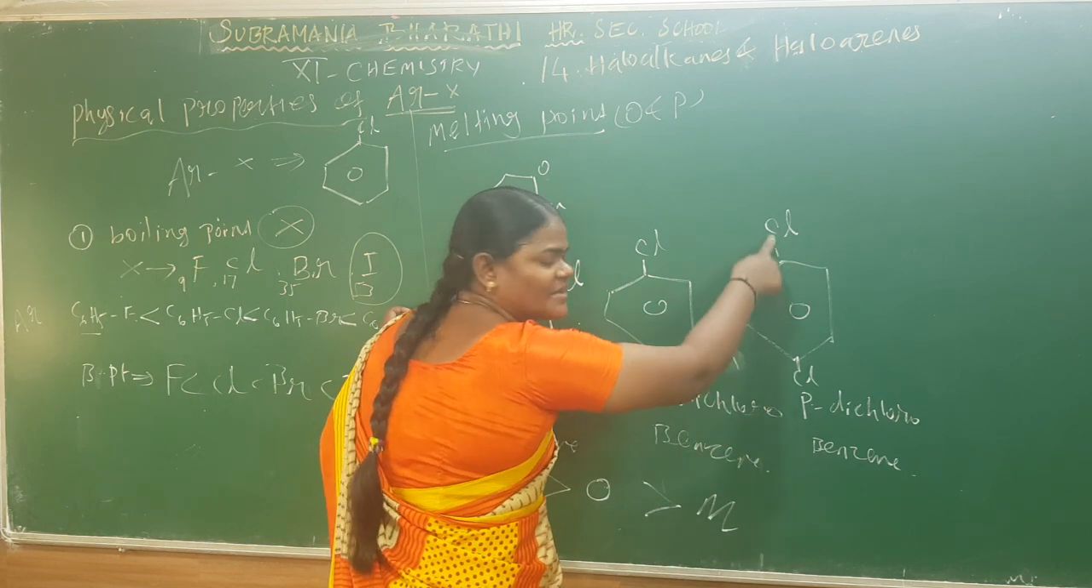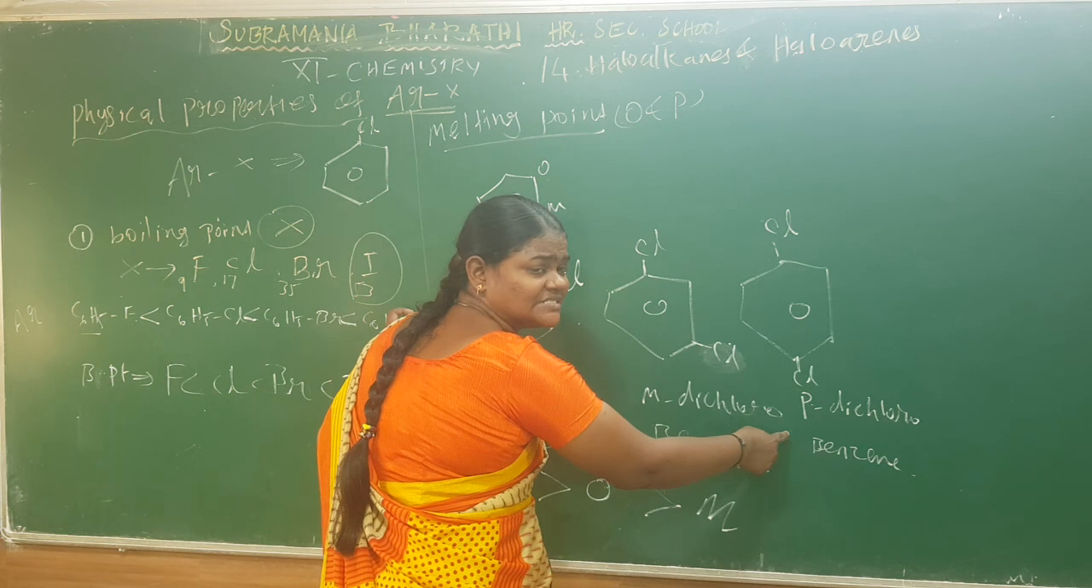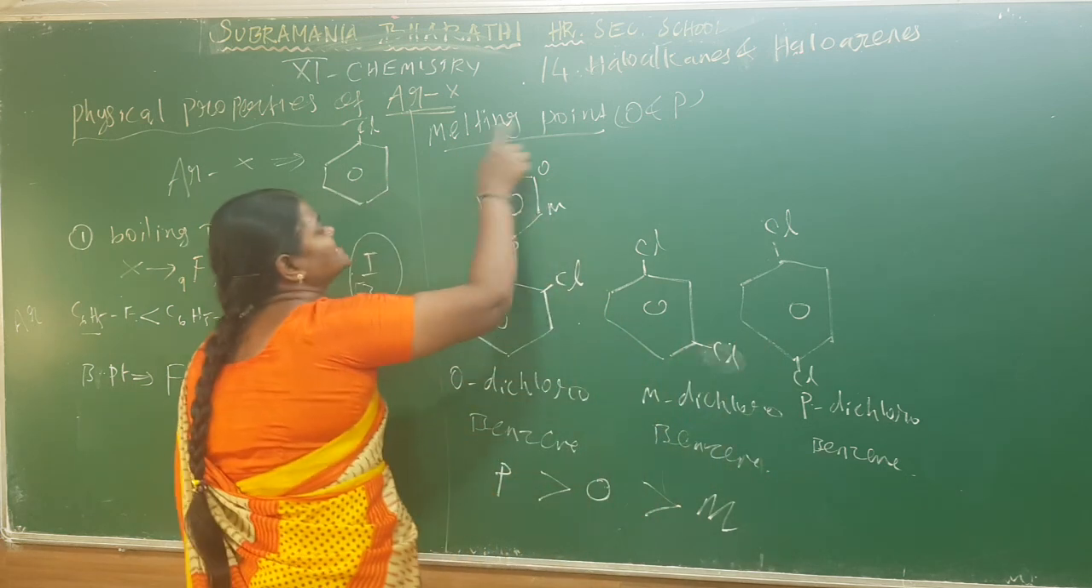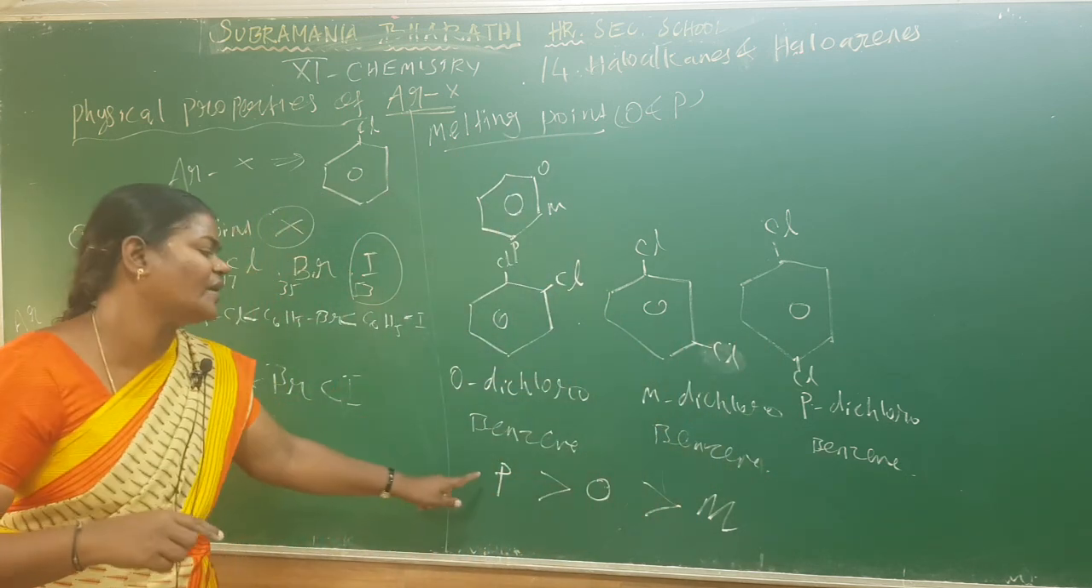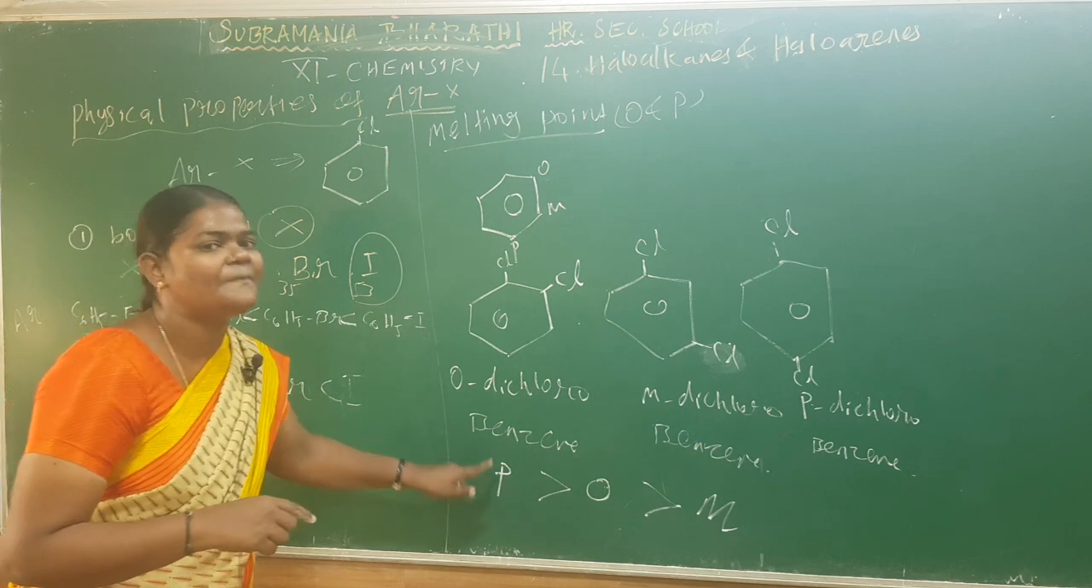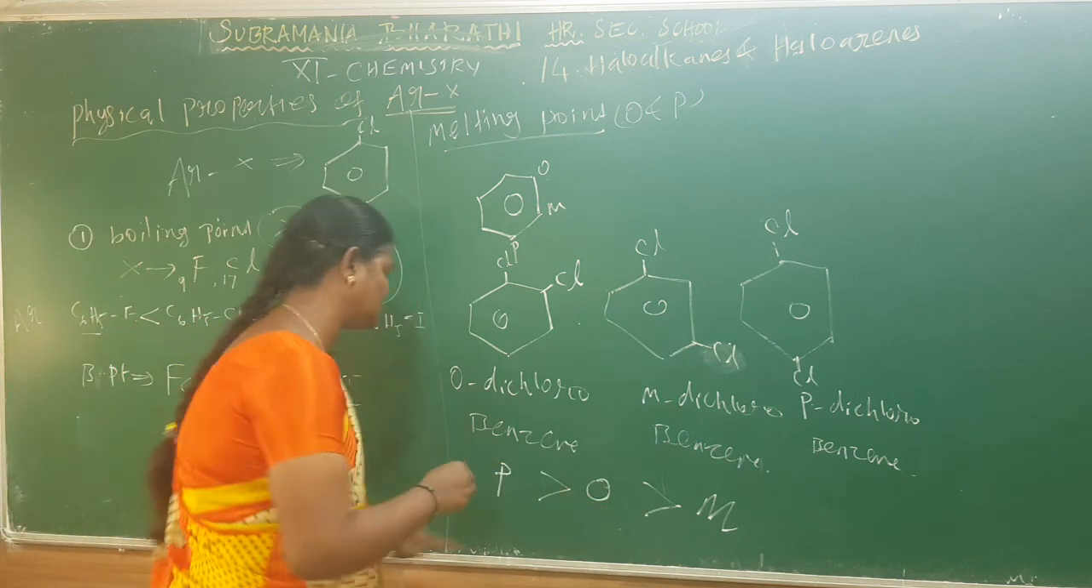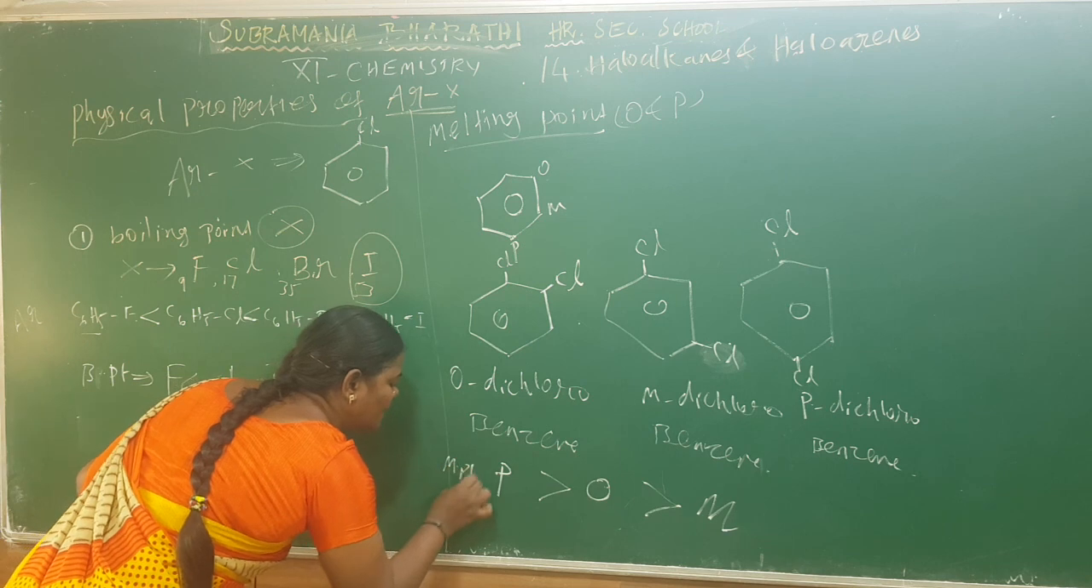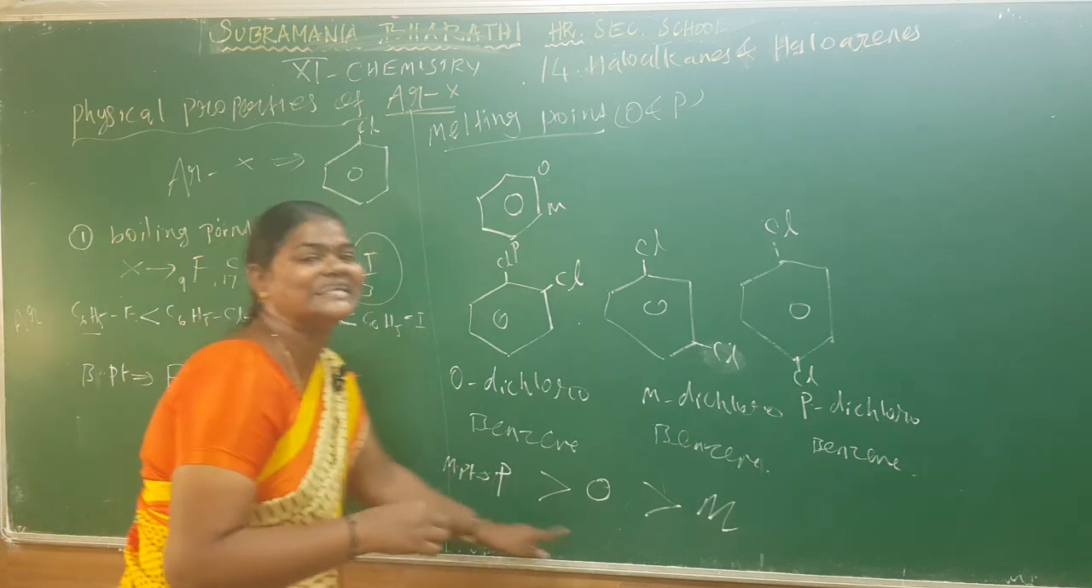It has a symmetric form. Both are in opposite structure. So it is a melting point order. That melting point order, the substituent depends upon the para, ortho and meta position. This is the melting point order; it is in decreasing order.